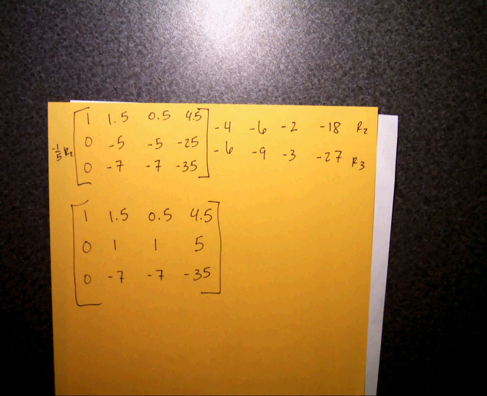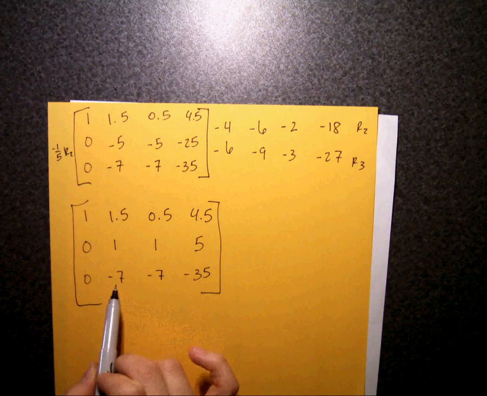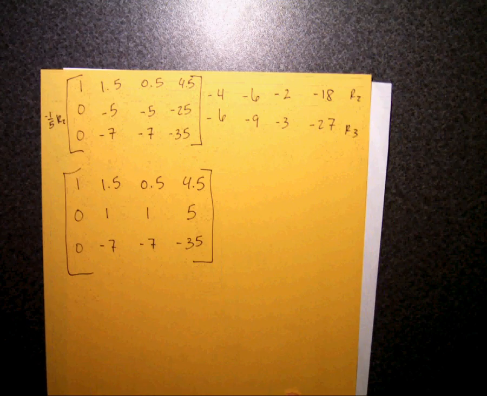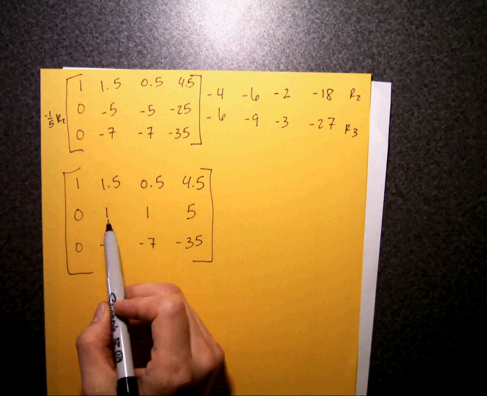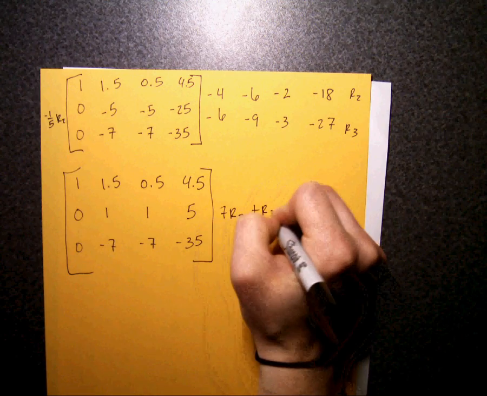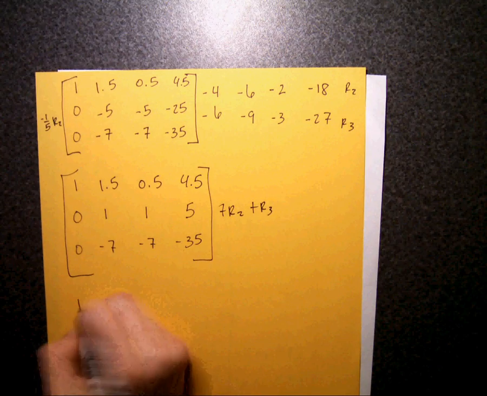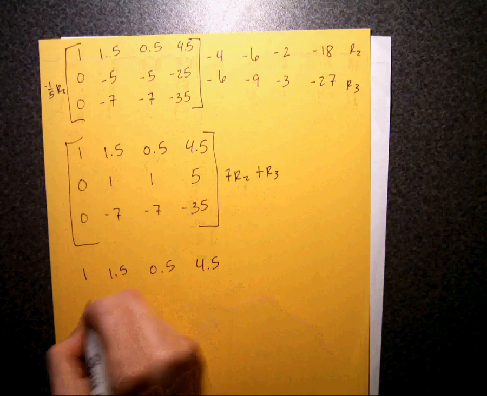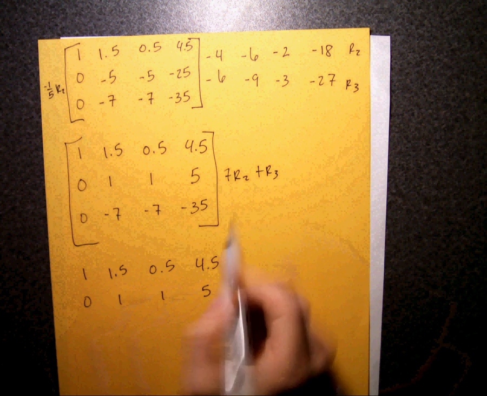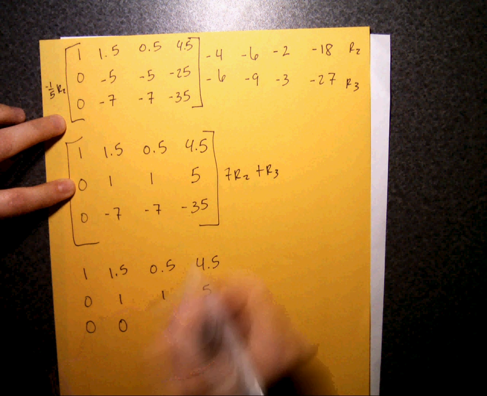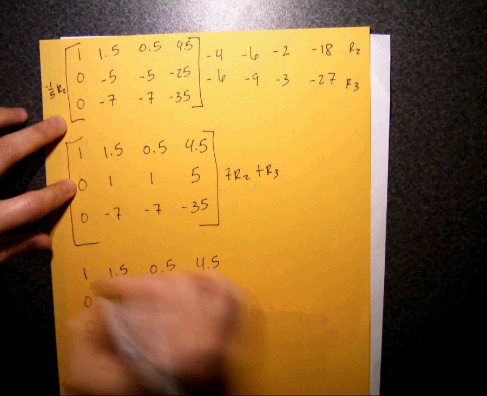Now again, we're wanting this last entry to be 0 as well. So what could I do to force that to be 0? Using row 2, column 2, using that 1 that we've created, if I multiply that by 7 and add it to my last row, so 7 times row 2 plus row 3. Again, the first row will stay the same, 1, 1.5, 0.5, 4.5. Second row stays the same, 0, 1, 1, 5. And my third row, multiplying the middle row by 7, I'll get 0, 0, 0, and 0.